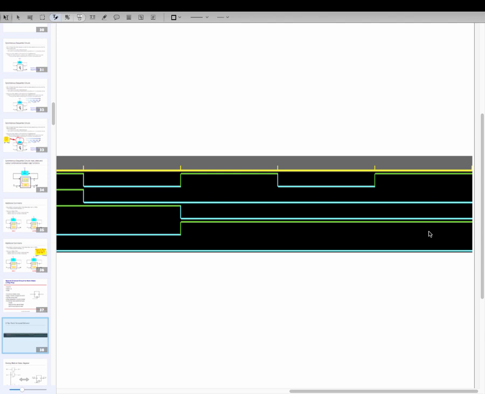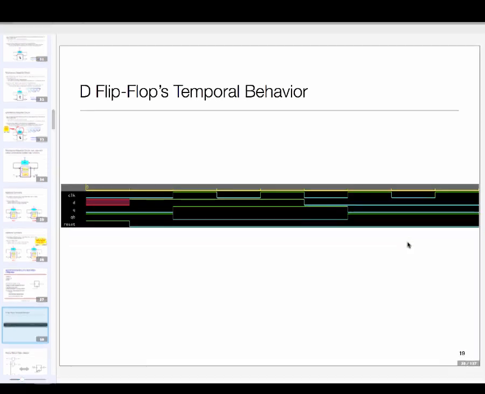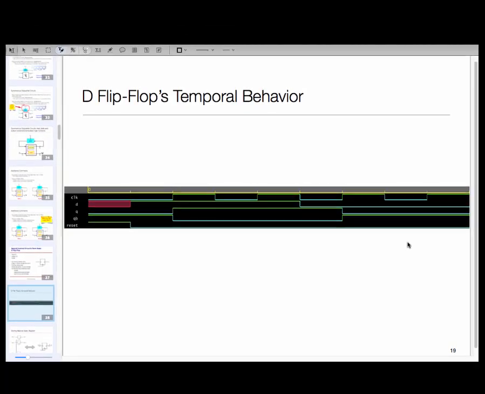Is that so? The caret is standard to mean rising edge. Caret stands for rising. Caret means A is a clock and B is a rising edge. Okay.